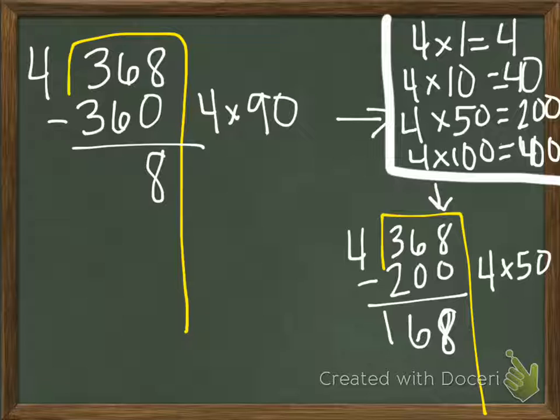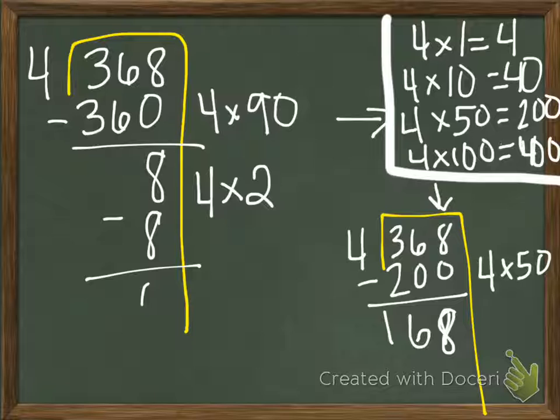So now I'm going to say that I have 4 groups, and I can put 2 into each of the 4 groups. 4 times 2 is 8. 8 minus 8 gives me 0, so I will not have a remainder.